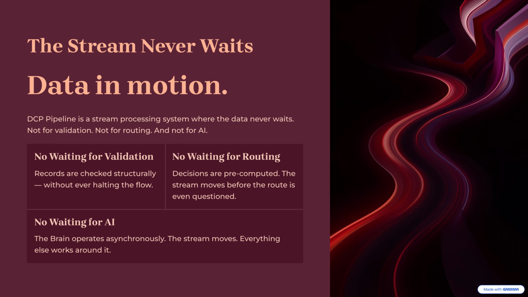Pipeline is a stream processing system where the data never waits, not for validation, not for routing, and not for AI. The stream moves, everything else works around it.